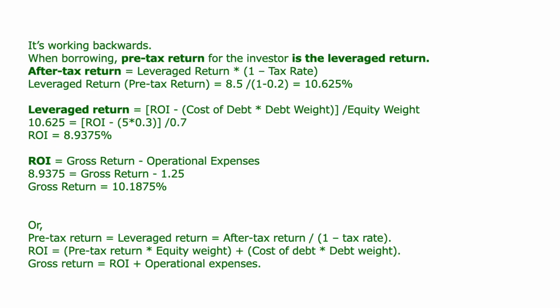Step 1. Work backwards from investors' after-tax return. Pre-tax leveraged return equals 10.625%. Step 2. Remove leverage effect. Firm's ROI equals 8.9375%. Step 3. Add operational expenses back to get gross return of 10.1875%.